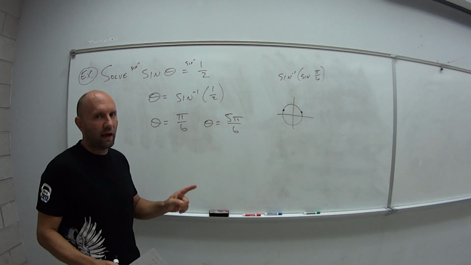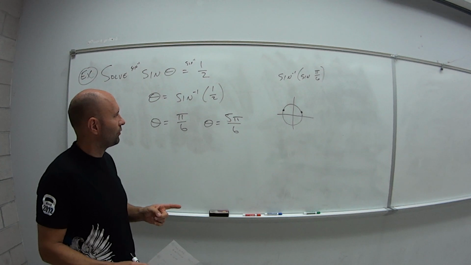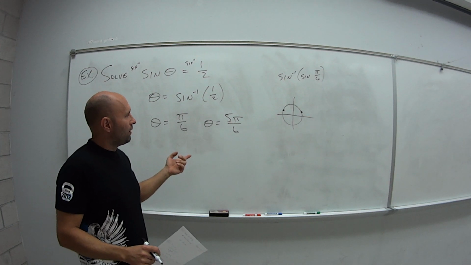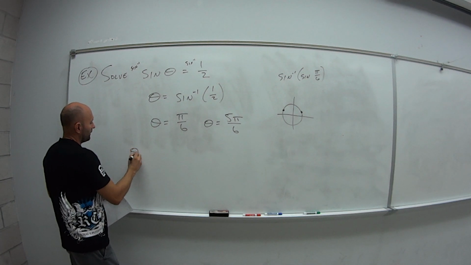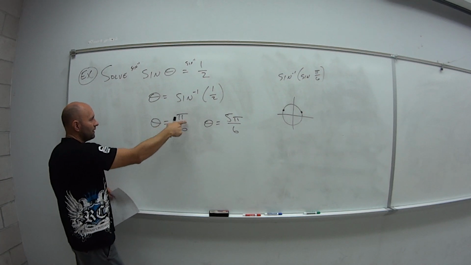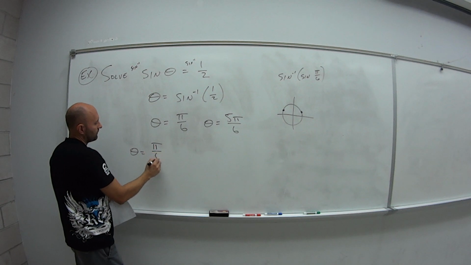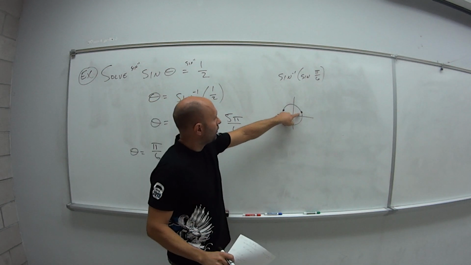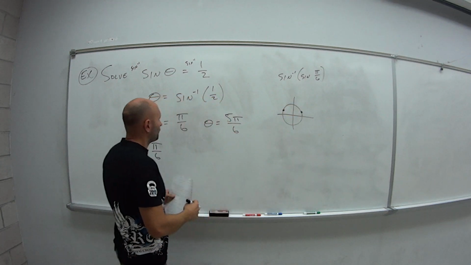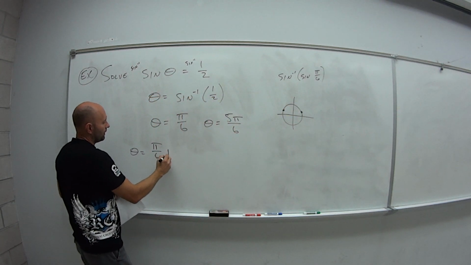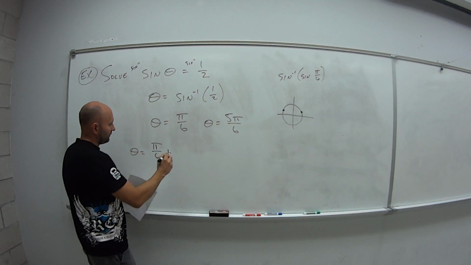Remember, a period for sine is 2 pi, one time around the circle. But now, if I want to list all the solutions, I would list it as the following. So theta is pi over 6. But if I go a full time around the circle or a full time backwards around the circle, I still end up at the same point. So I'm going to format it as the following.